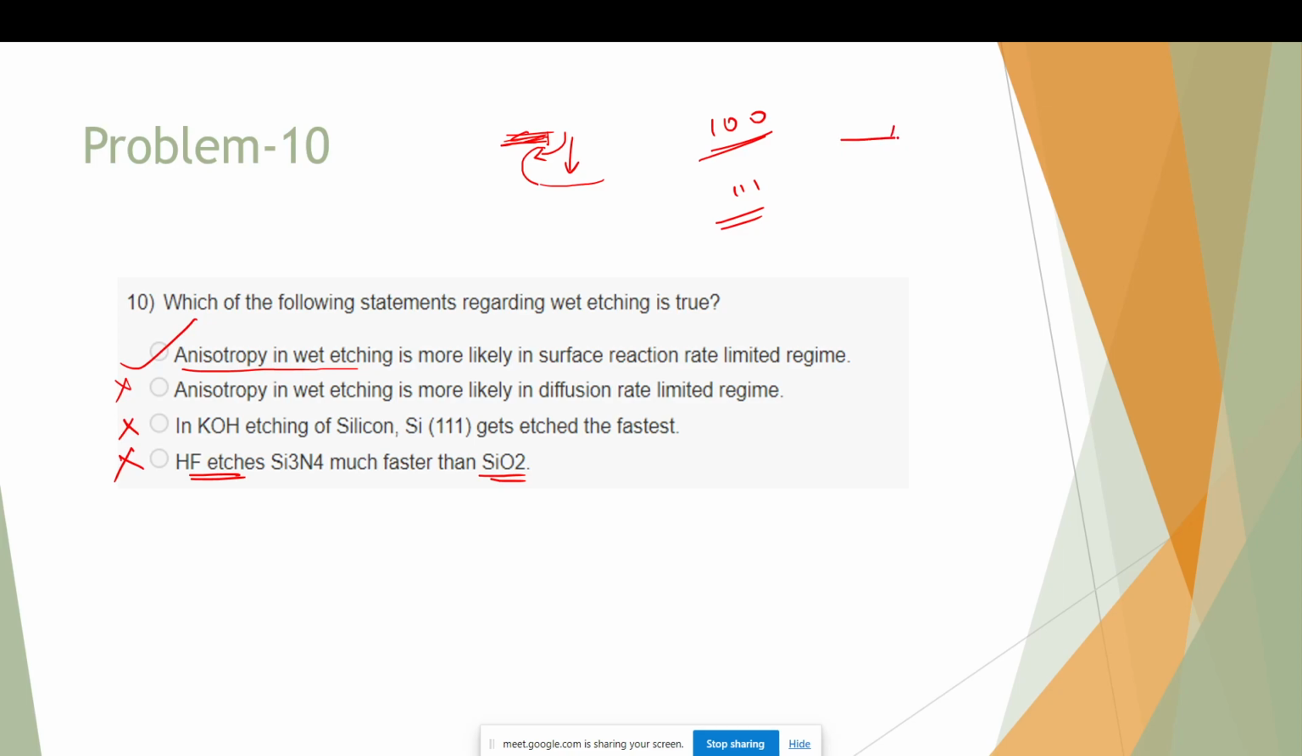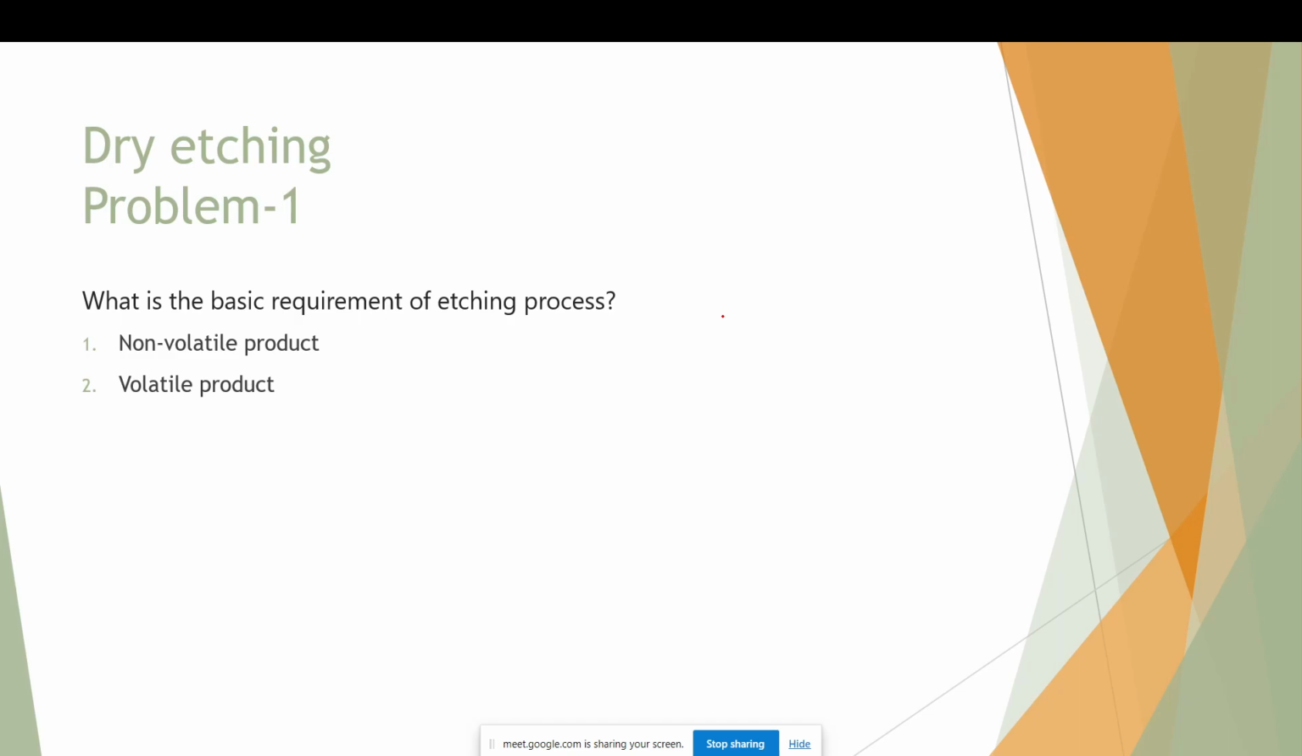It is like if I have a PR here and a PR here, and say 100 plane is like this and 111 is something like this. So, 111, even though my etchants have reached 111, it will not etch 111. So, it is reaction rate limited, and when my etchants reach 100, it will etch it. So, that is why we are getting this anisotropy. So, it is reaction rate limited. Right. So, that was about wet etching.